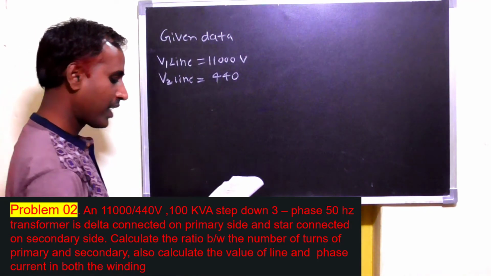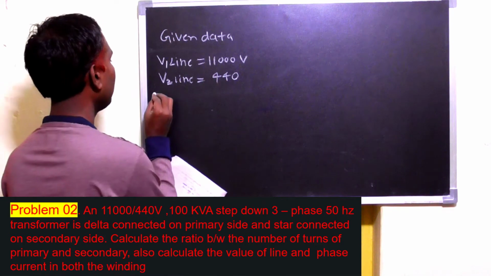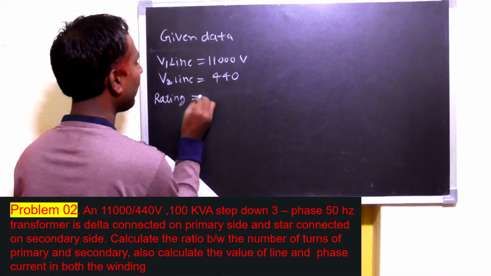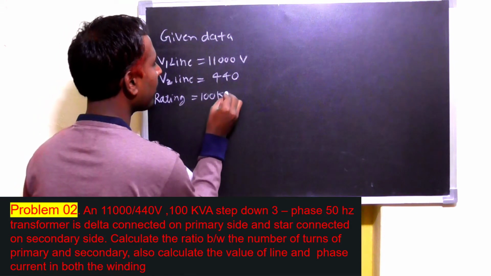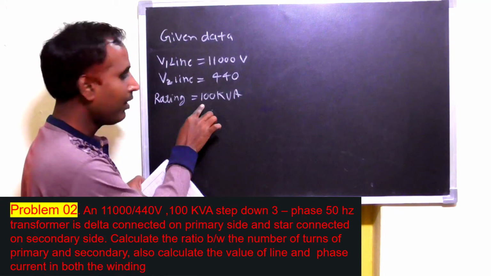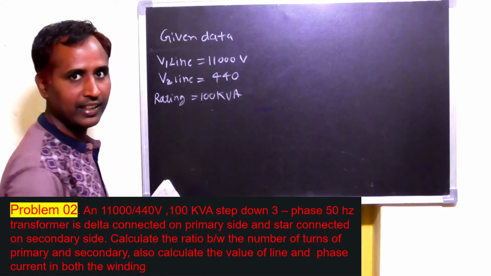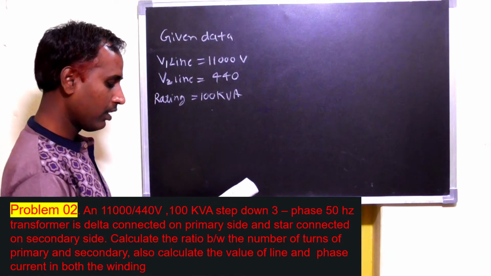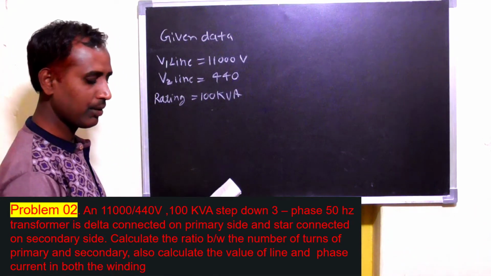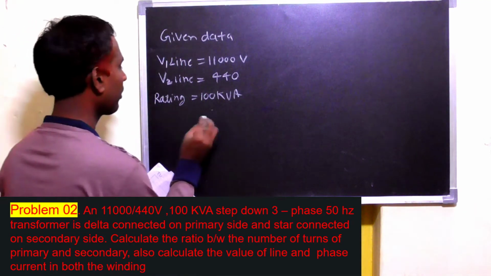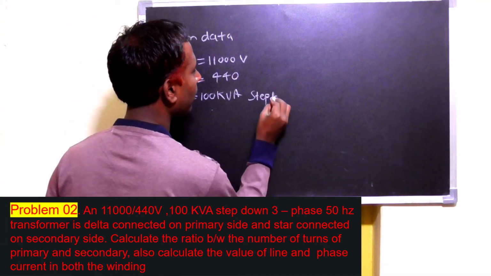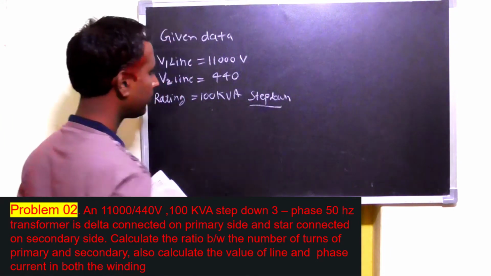Next, the rating is given. The rating is 100 kVA. In the previous problem there was 330 kVA, but in this problem it is 100 kVA. It is a step down three phase 50 hertz transformer. This is a step down transformer. Understand? Step down.